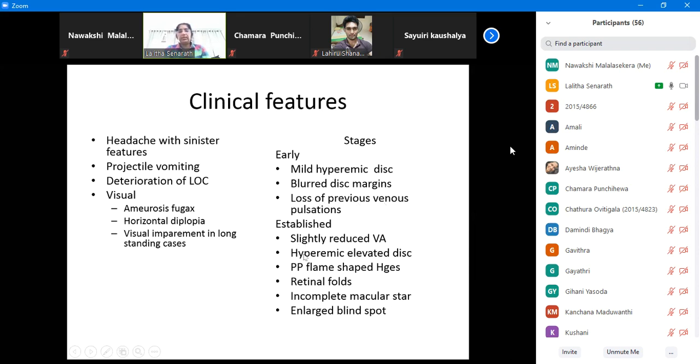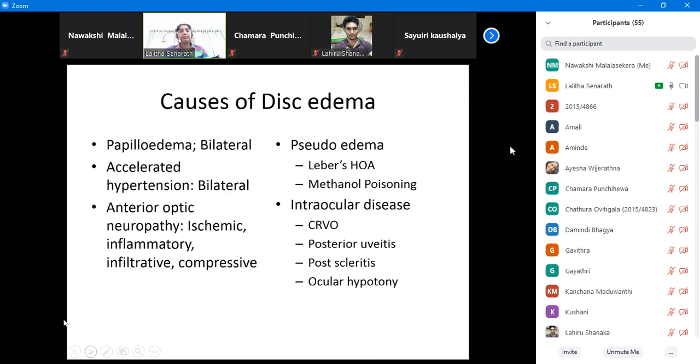In established disease, vision may be slightly reduced, and if it is late stage, vision may be about 6/9 or 6/12. Hyperemic elevated disc, champagne cork-like, peripapillary flame-shaped hemorrhages, retinal folds, incomplete macular star. Especially the macular star comes in malignant hypertension. Also, if you do visual fields, you can get an enlarged blind spot, because in any optic nerve disease we are bound to do visual fields. As I told you, it's part and parcel of second nerve examination.